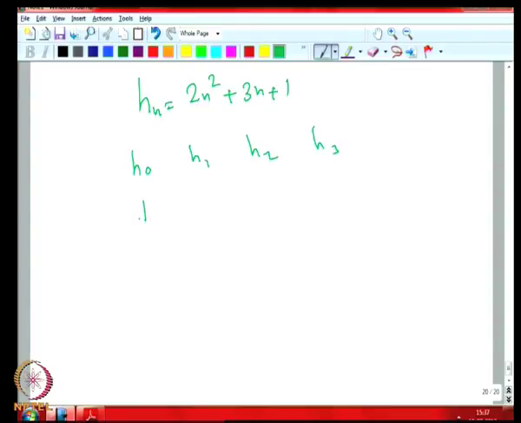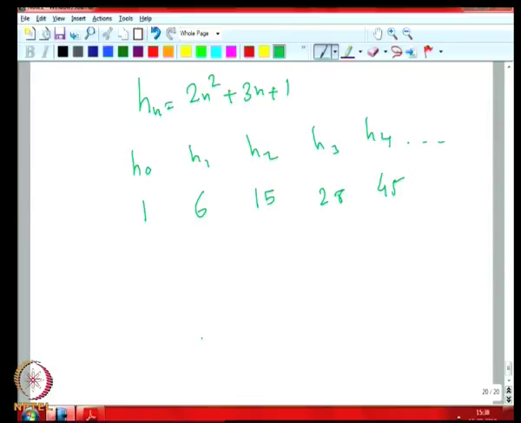Put n equal to 1, we will get 6, right? Put n equal to 2, we will get 8 plus 6, 14 plus 1, 15, right? So if you put n equal to 3, we will get 9 into 2, 18 plus 9, 27 plus 1, 28, and so on. The next one, H4, will be equal to 45, and so you can work it out.